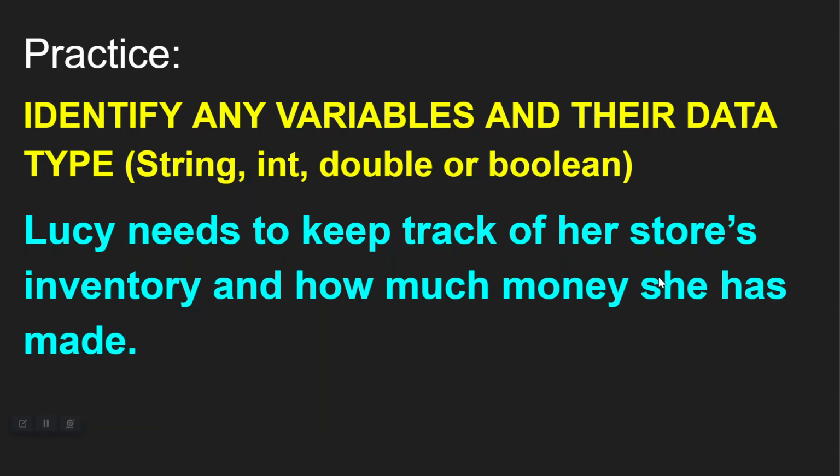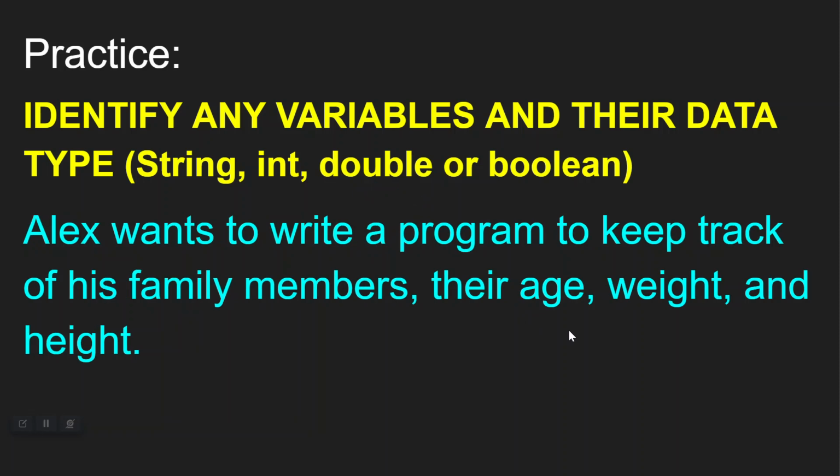And then obviously, how much money have you made? Well, that's going to need to be a double, because when you're dealing with money, you might have some decimals, right? There could be whole dollars, but there could also be change. So how much money you have made would be a double. There you go. Let's try this one.